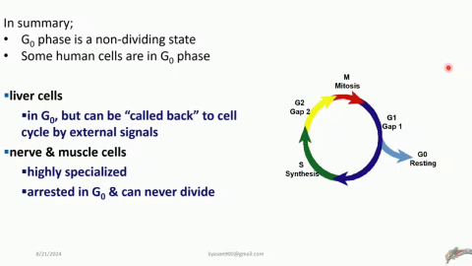Okay, so the G0 phase, or the G naught phase, we said it's a non-dividing state, but there are some human cells that are found within that phase. Some can be there temporarily, some can be there permanently. I have mentioned the nerve cells. There are cells that can be in this state permanently. They don't have the capacity to divide.